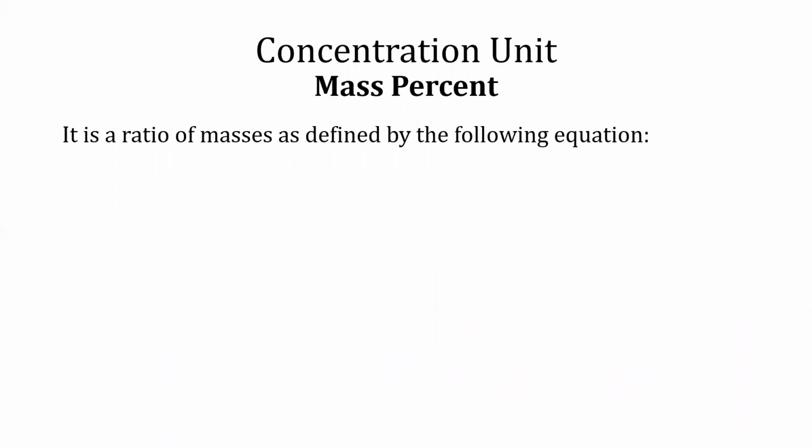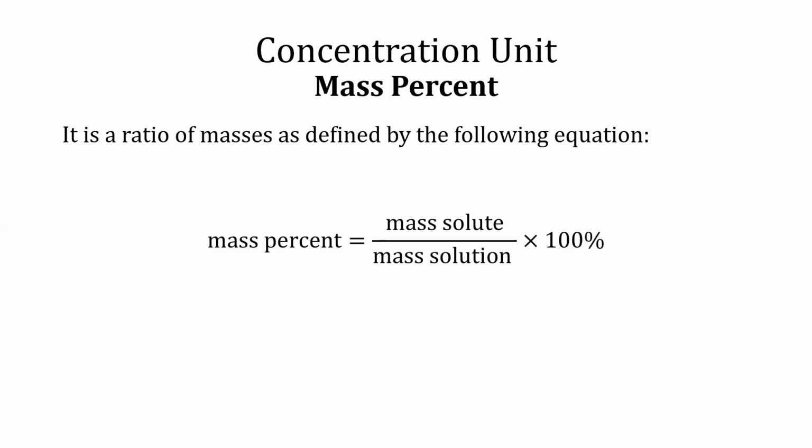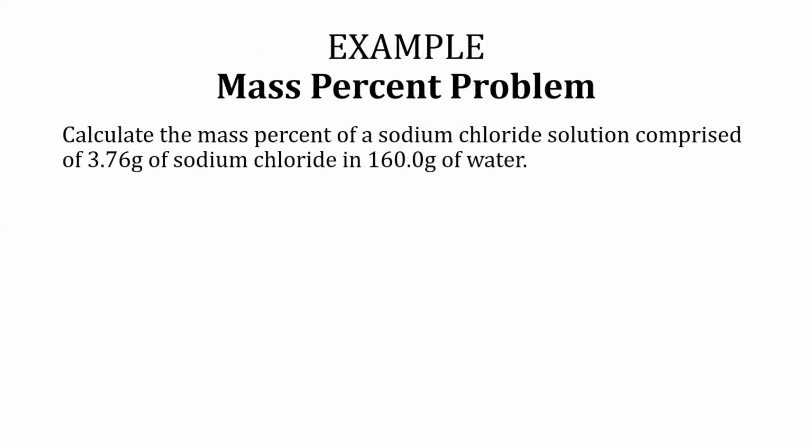Mass percent is a ratio of masses as defined by the following equation. Mass percent equals mass of solid divided by mass of solution times 100%. An example involving mass percent is this problem. Calculate the mass percent of a sodium chloride solution comprised of 3.76 g of sodium chloride in 160.0 grams of water.